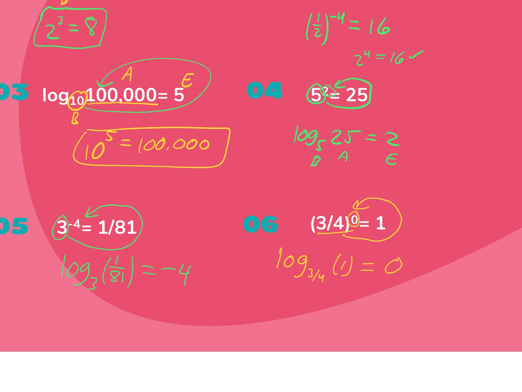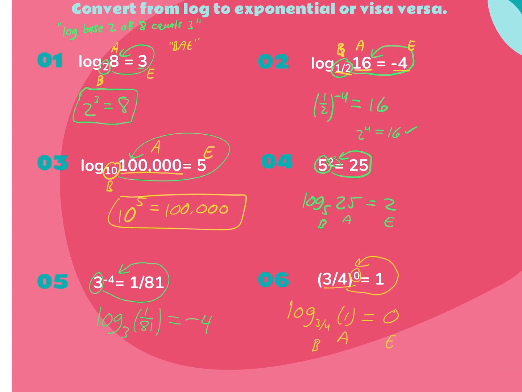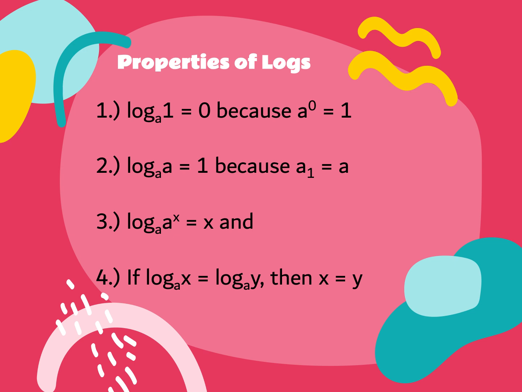All right. And you can always label it if you're ever unsure. B, A, E, right? E is your exponent, B is your base, and then A is the answer. All right. So should be pretty simple. We're just converting between the two. Nothing super crazy. We haven't really solved anything yet. All right, so these are a couple properties of logs.